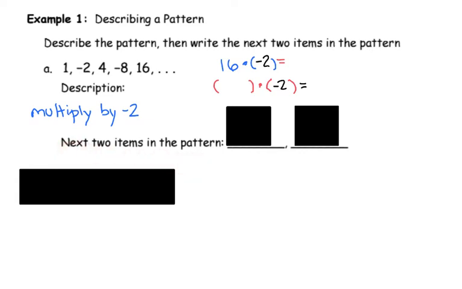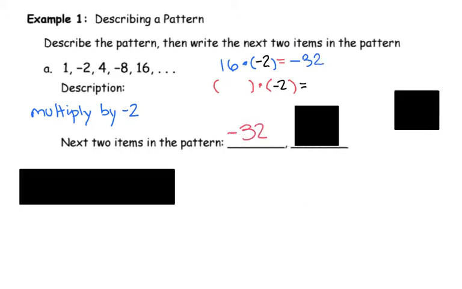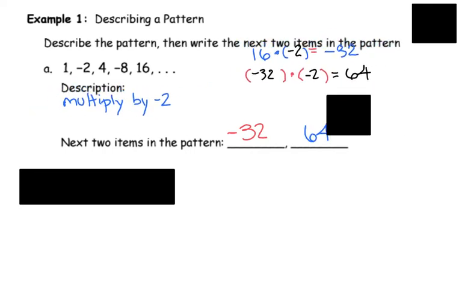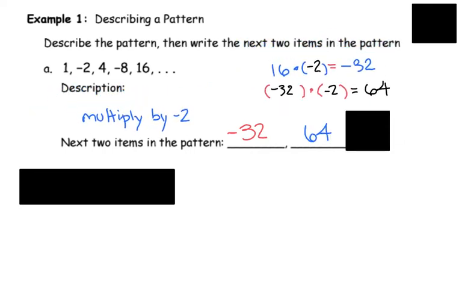So to figure out the next two items, we're going to take 16 times -2. 16 times -2 gives us -32. So that's the first part. And then to figure out the next one, we would take -32 times -2. That's going to give us a positive answer. That is going to be positive 64. All right, moving on.